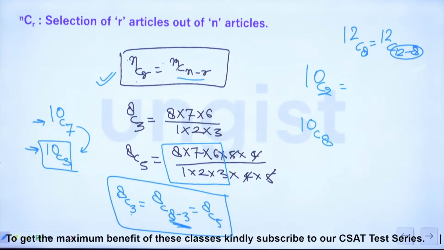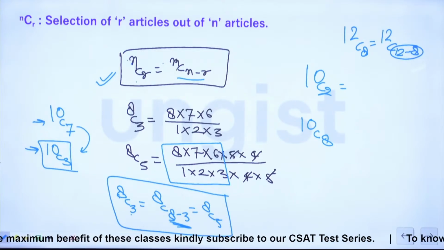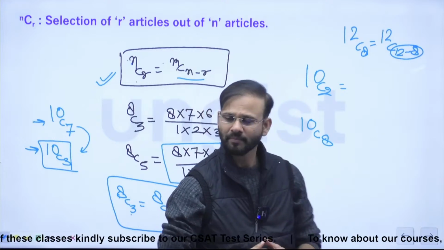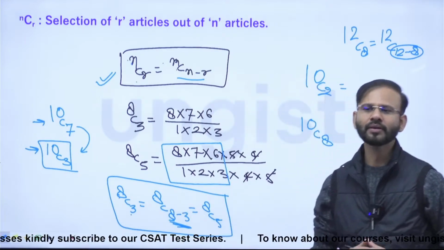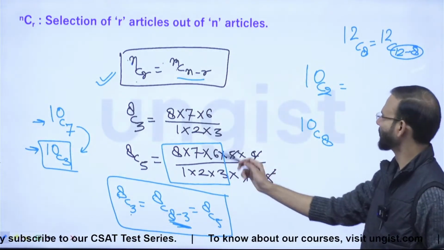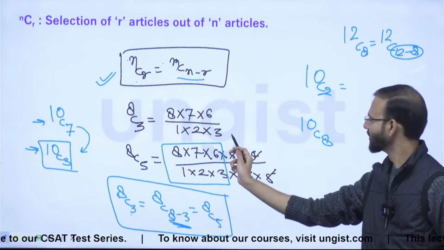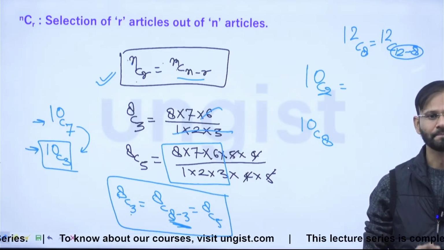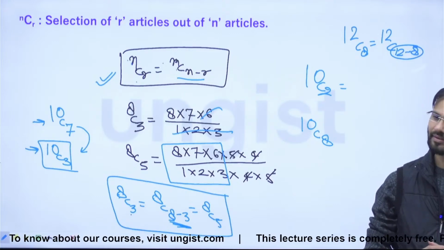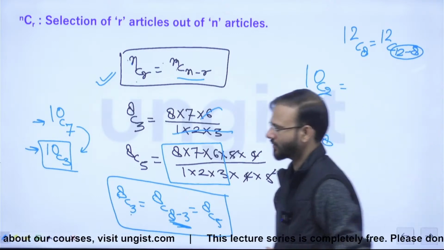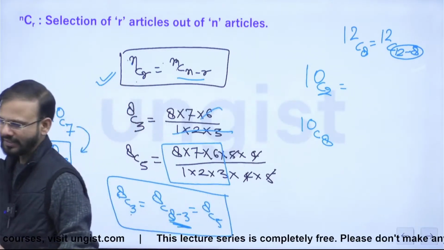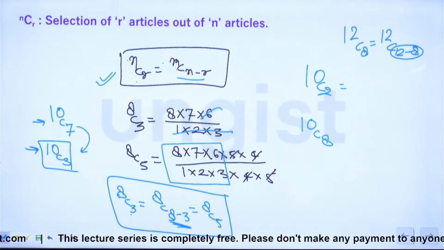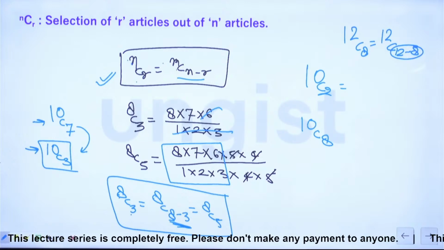Clear everybody? What is the value of, by the way, 8C3? 8C5, I mean, what will be the final value of 8C3? 56. This 6 and 6 will be cancelled. The answer is 56. Right? Okay. All right. Shall we move now?